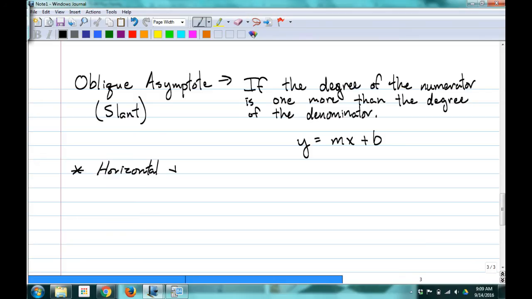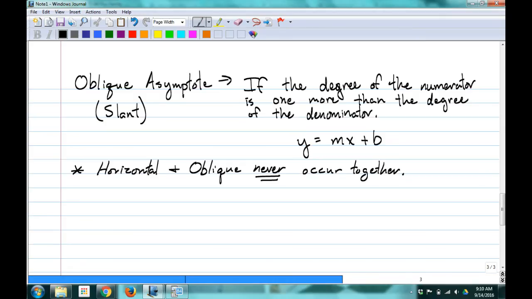Horizontal and oblique never occur together. They can't. Because horizontals are only going to happen if the numerator has a smaller degree than the denominator or that the degrees are equal. That's the only time horizontals occur. Obliques occur only when the degree of the numerator is one more than the denominator. You'll never have those two together. Never have obliques and horizontal asymptotes together.